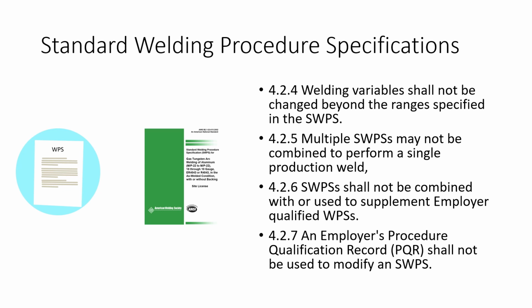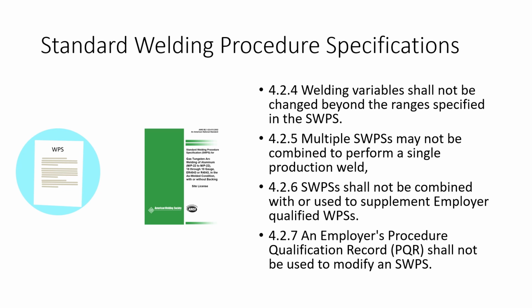So if we go further down, welding variables shall not be changed. If we're going to use one of these SWPSs, we can't change the variables beyond what it says in there. We can't use 2 or 3 of these and stack them together to make a different production weld. If I've got 2 different SWPSs, I can't mix and match these. I can't use them on the same weld joint.